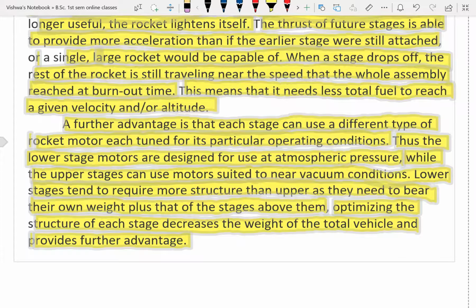With this, the concept of multi-stage rockets is complete. In the next class we are going to learn about angular momentum. This whole concept was about linear momentum and conservation of linear momentum. In further classes we are going to deal with the law of conservation of angular momentum. Thank you.